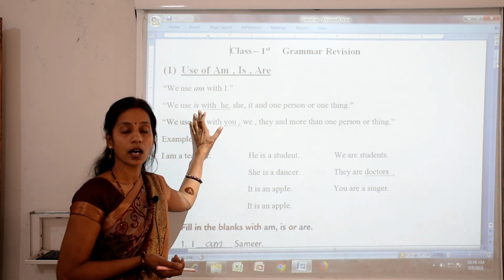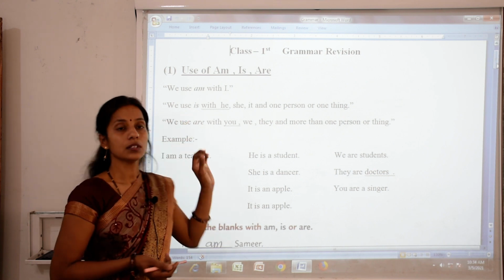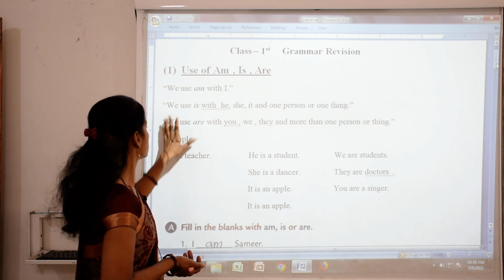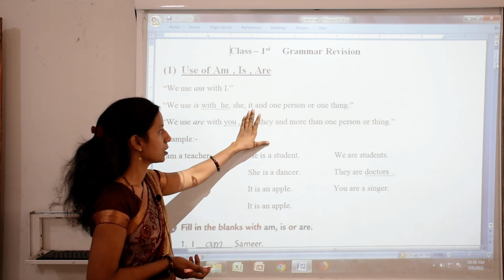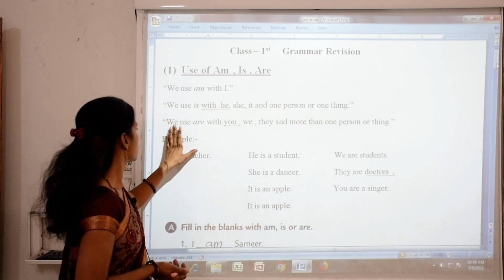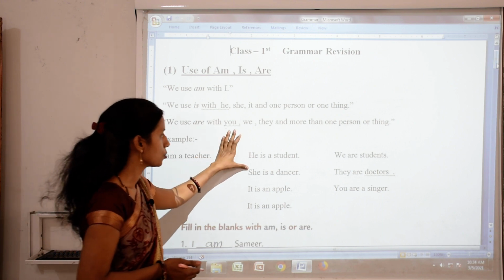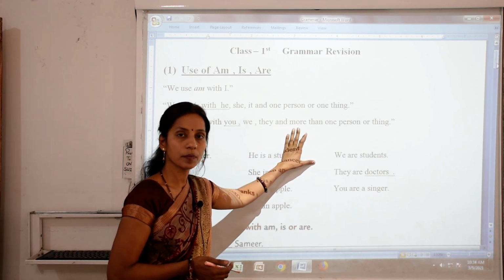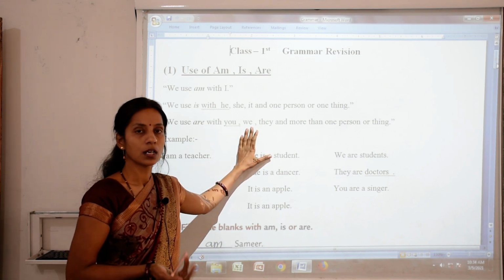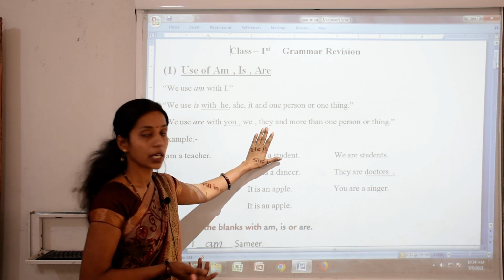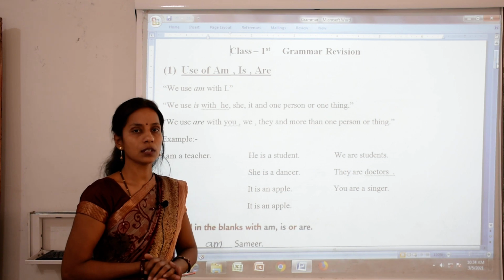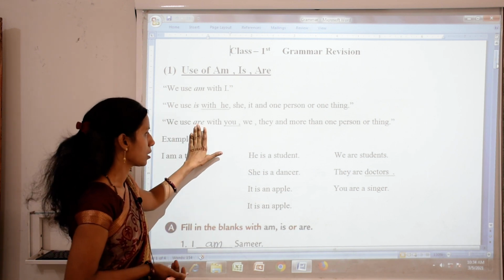We use is with a singular naming word. It means one person, one thing, like he, she, it. We use are with you, we, they and more than one person or thing, like you are a boy, we are learning English, they are playing cricket, okay? When we talk about more than one person or thing, we use are.